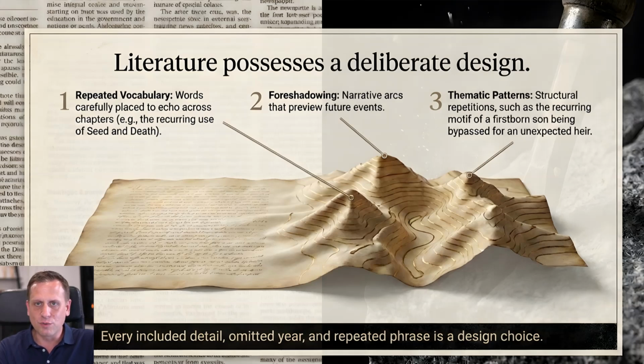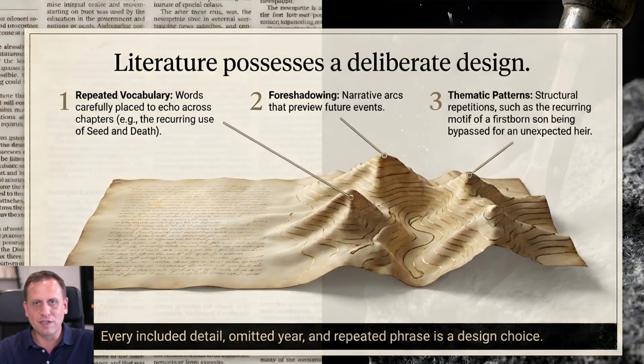So, what exactly are we looking for when we read the Old Testament as literature? We're looking for what the Bible Project often calls design patterns, deliberate literary signals built right into the structure of the text. First, we look for repeated vocabulary. Words are placed with incredible care so they echo across chapters throughout a whole book. In Genesis, for example, keep your eyes open for recurring words like seed or death. They're not filler, they carry a lot of theological weight across the whole book, and they point to the big themes in the book.